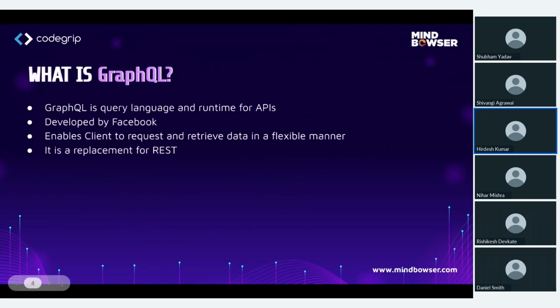So what is GraphQL? GraphQL is a query language and runtime for APIs, which was developed by Facebook. So it enables clients to request and retrieve data from servers in a flexible and much more efficient manner. So if we compare it with traditional REST APIs, where the server dictates what data is returned in response, with GraphQL, the client specifies the exact data it needs and receives only that data in the response.